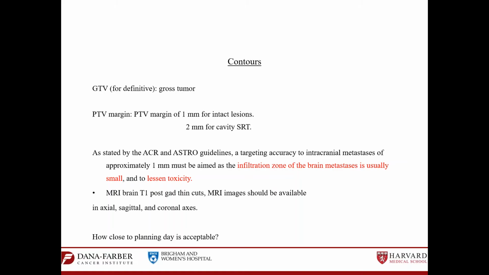So it counts from the day of scan till the start date. If you are within 14 days till the start date of the beam on, you're good in having this MRI as guidance for your GTV. But if you exceed the 14 days, the best thing is to have your MRI within 14 days of the starting date of treatment, okay?